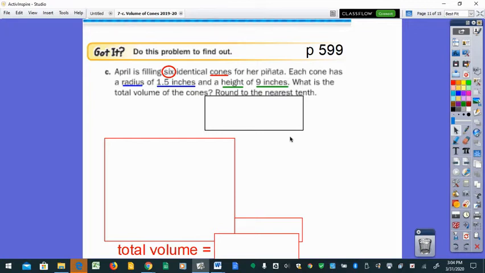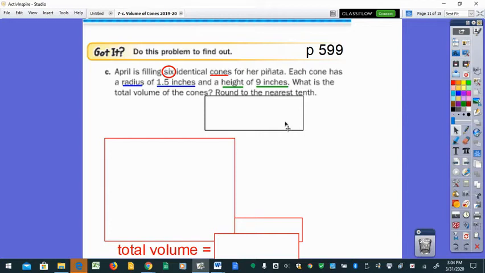Each cone has a radius in this problem of 1.5 inches. I've underlined that. And the height is going to be 9 inches. So notice by just doing that little bit of underlining, I have all the information I need to move forward. What is the total volume of the cones? That's all 6, and we're going to round to the nearest tenth.